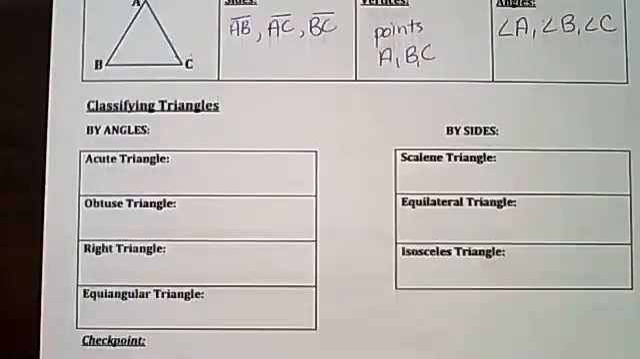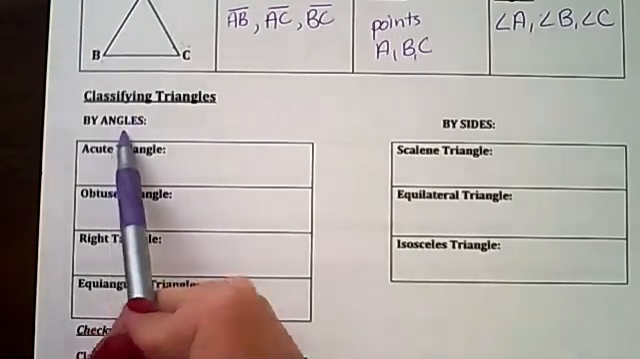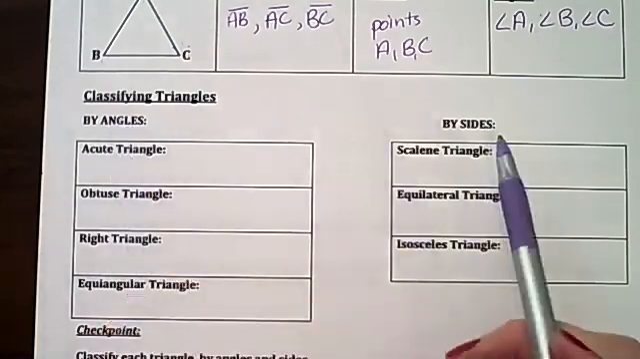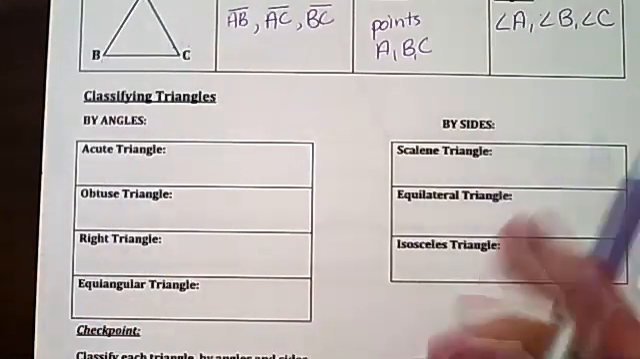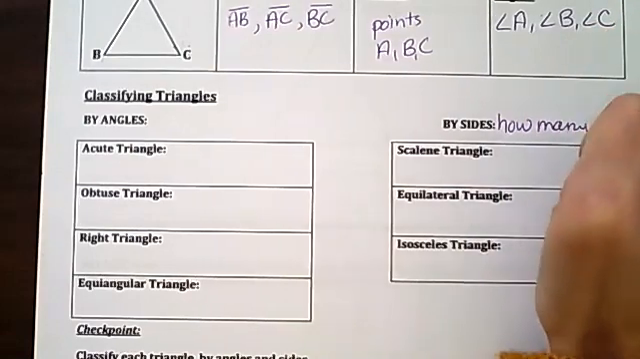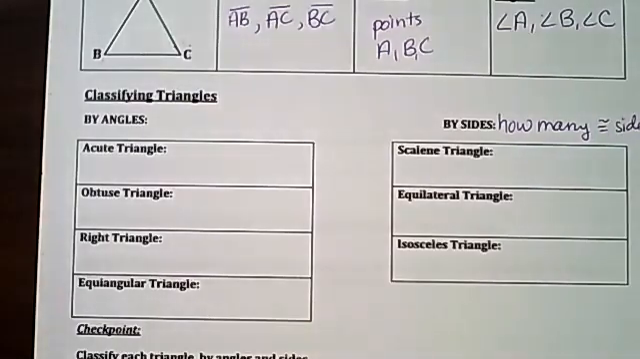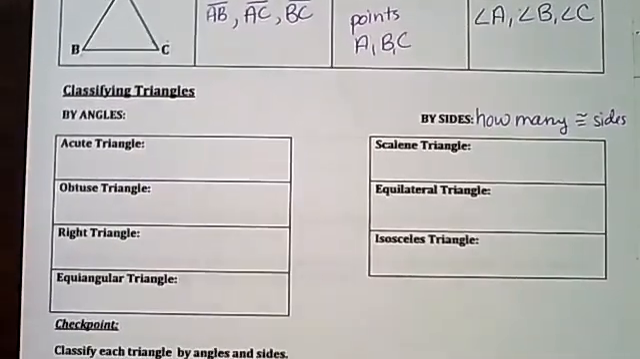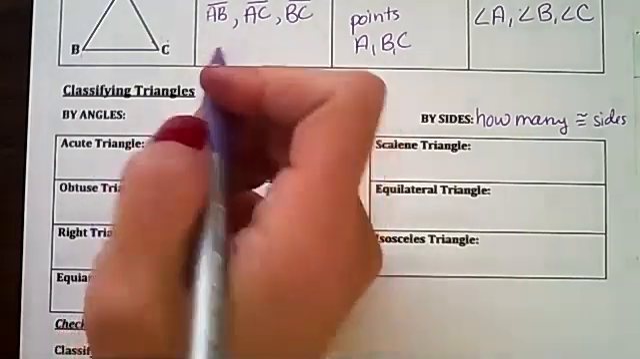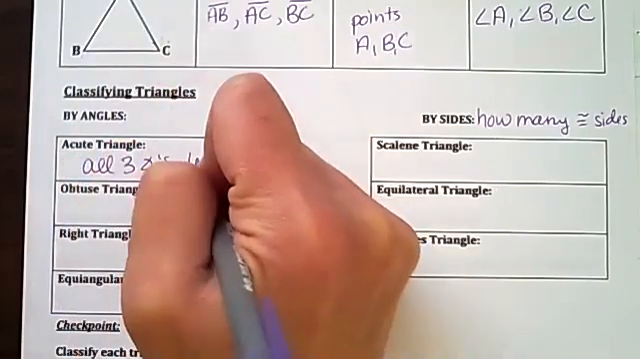Now we're going to talk about how we can classify them. You can classify triangles by their angles, the measures of their angles, and by their sides, how many congruent sides it has. To classify by angles, an acute triangle is when all 3 angles are less than 90.